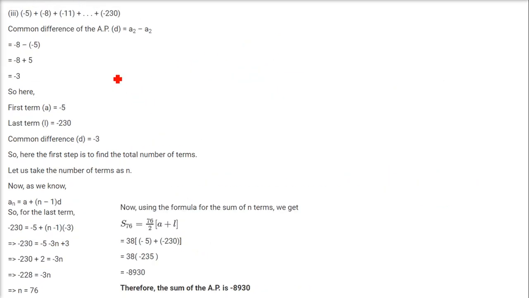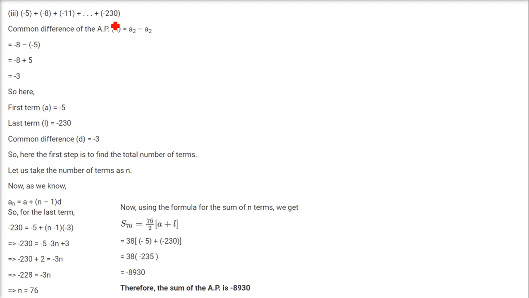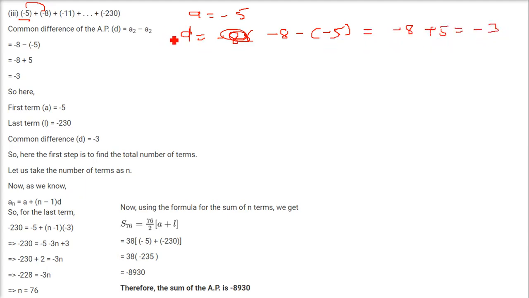I'll take another one. Let's take some typical one, this one. This is for your reference. Again, the same thing we are going to do. This is the series. A is known to us. A is minus 5. What is D? This is minus 8 minus of minus 5, right? So this is going to be minus 8 plus 5. This is minus 3. So D is known. Now this is the last term, and the last term is what? A plus n minus 1 into D.